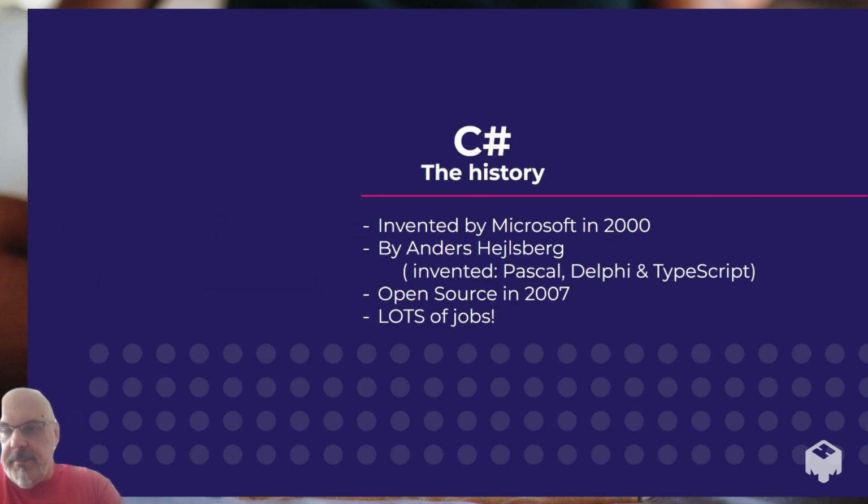Let's get over a couple of things that some people want. The history: it was invented in the year 2000 by Microsoft. It is still owned by Microsoft, but it is also open source. It was created by a gentleman named Anders, and I'll have you spell and pronounce his last name, because I certainly will not butcher it myself. He invented a language called Pascal, and from Pascal the language Delphi, and then also TypeScript, which we can talk about at the end or perhaps in the break. It became open source in 2007.